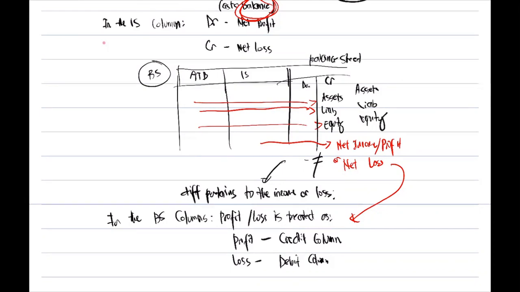Okay? So I hope we are clear regarding the preparation of your worksheet. Take note, guys, what are the items forwarded to the balance sheet? The items forwarded are the assets, liabilities, and equity from your adjusted trial balance, and the net income or net loss from your income statement.